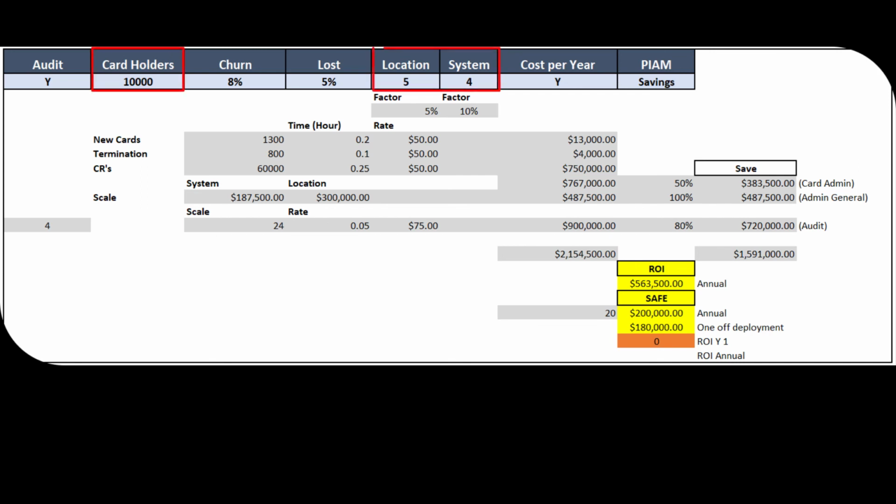The return on investment is very much driven by the number of cardholders, but also from the number of locations and systems. This is a basic calculation, but we would run a full workshop and deep dive into your current processes, systems, and organization structure to provide you with a detailed view of the savings to be made by investing in a PIAM solution. To learn more, please visit our website.